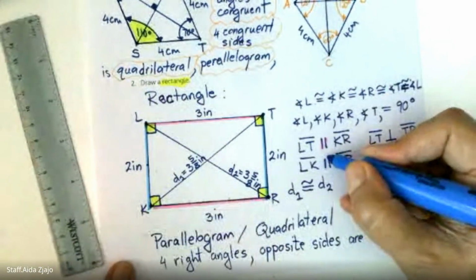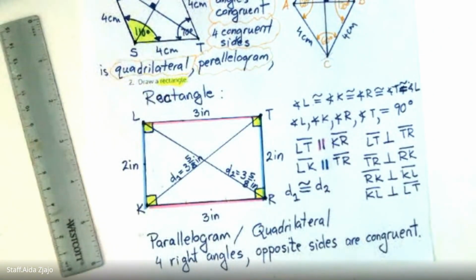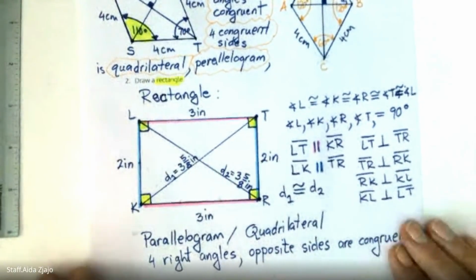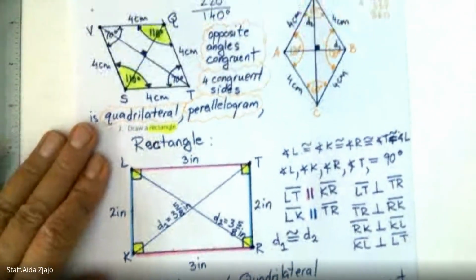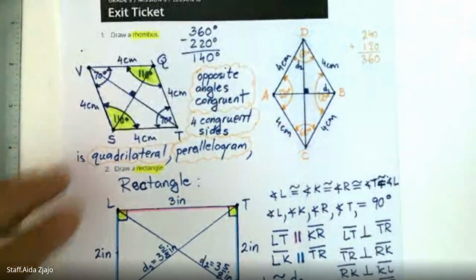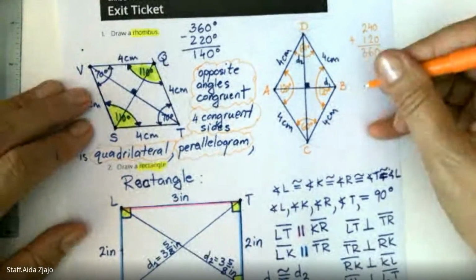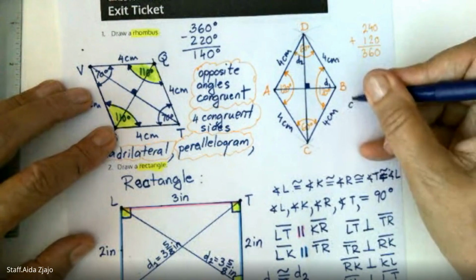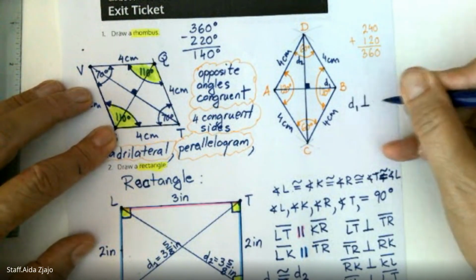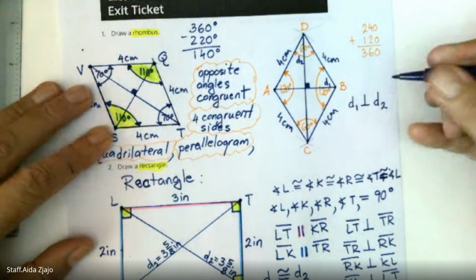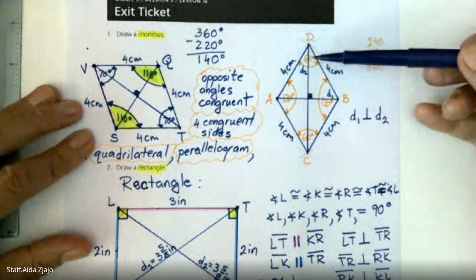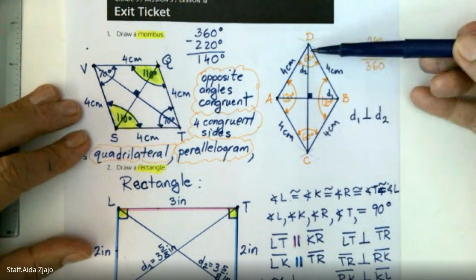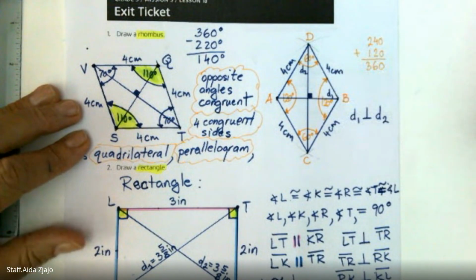I did not label these, so I'm going to just do this. I will say that D1 is perpendicular to D2. So now we know in the rhombus the diagonals are perpendicular: D1 is perpendicular to D2, or D2 is perpendicular to D1.